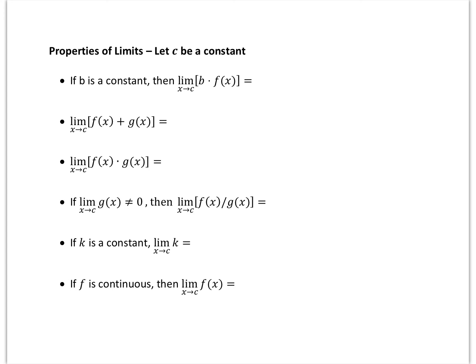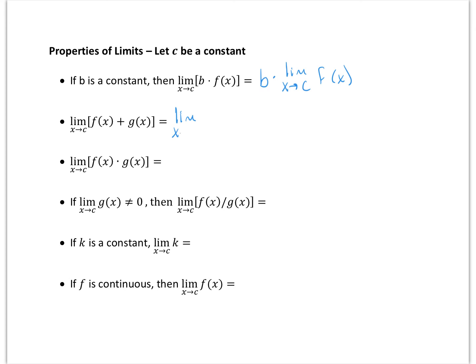Okay, we have a few properties of limits that will be helpful to use when we are trying to compute limits. First, if b is a constant, then the limit as x approaches c of b times f of x is just going to be b times the limit as x approaches c of f of x. Okay, so you can take the limit of f of x and then multiply by the b, instead of doing b times f of x first. If you want to take the limit of a sum of two functions, you can break them apart into two separate limits and then add them.